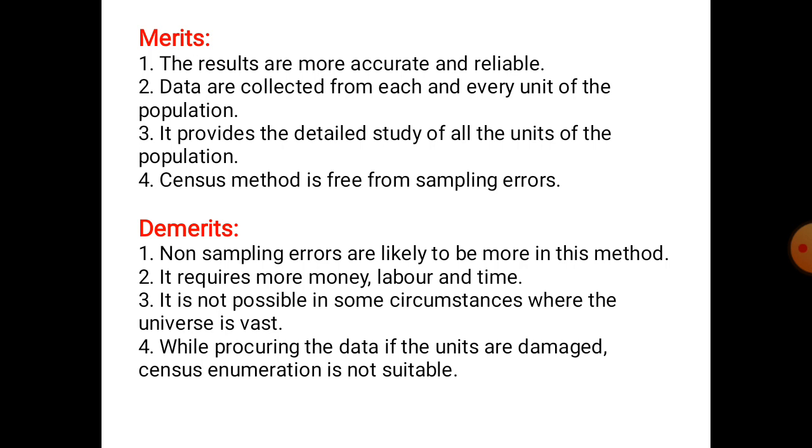Next, census method is free from sampling errors. So what is this sampling error? Sampling error is a statistical error that occurs when an analyst does not select a sample that represents the entire population. It means nothing but if you are selecting the wrong sample from the population, then such statistical error is called sampling error. So in census enumeration, you are not going to select the sample. That's why sampling error is not there in the census method. Now we will see what are the demerits.